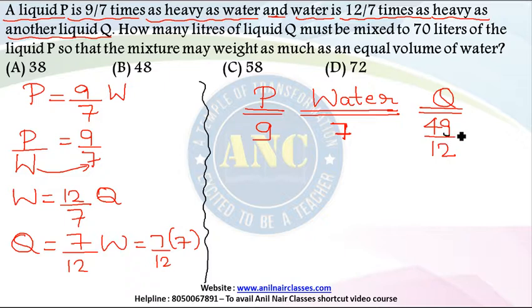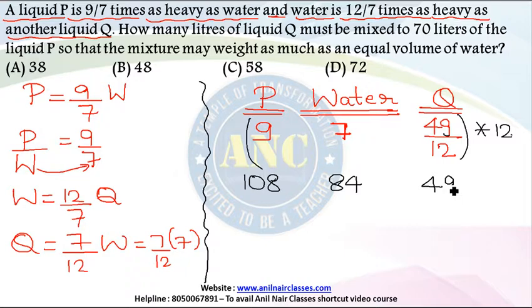But I hate solving by using fractions, which you are aware of. I don't like using fractions. I don't want this 12 in the denominator. Multiply the entire thing by 12. 12 into 9 is 108. 12 into 7 is 84. 49 by 12 into 12 is 49. That means I can rephrase my question as, if liquid P is 108 liters, then liquid Q will be 49 liters, provided water will be 84 liters.